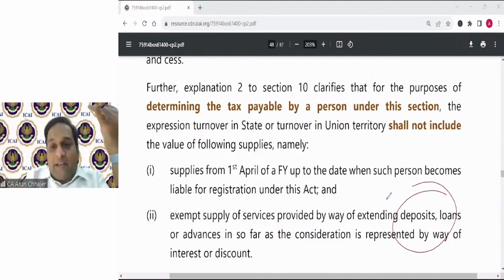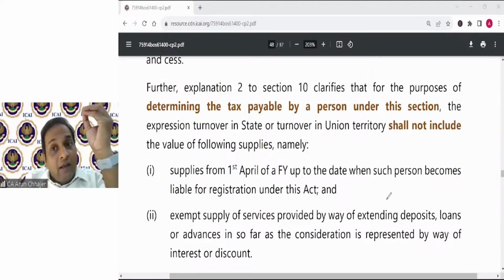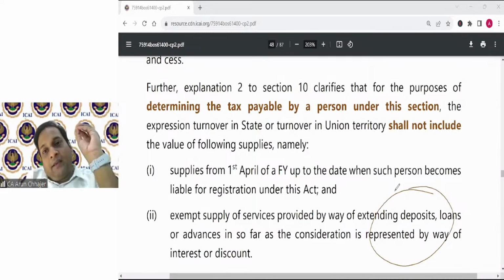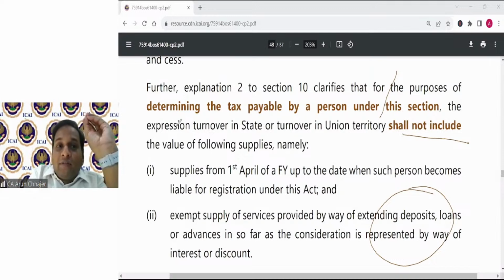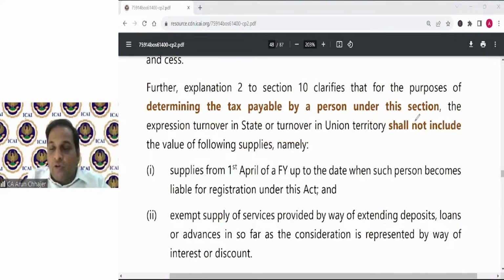Now, if I'm a manufacturer or restaurant, they need to pay the GST on the taxable as well as exempt supply, but they are not required to pay the tax on interest because interest has been excluded from the value of turnover in the state or UT. So we know that turnover in the state or UT includes taxable as well as exempt supply, but which exempt supply will not be added? That is interest or discount.